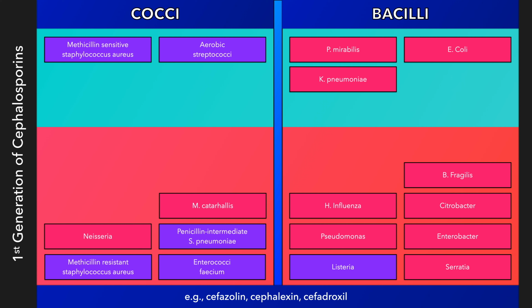Activity against other types of organisms, such as anaerobes, intracellular bacteria, and spirochetes, is poor. It is also important to note that none of the first-generation cephalosporins sufficiently cross the blood-brain barrier and thus cannot be used for meningitis and other CNS infections.